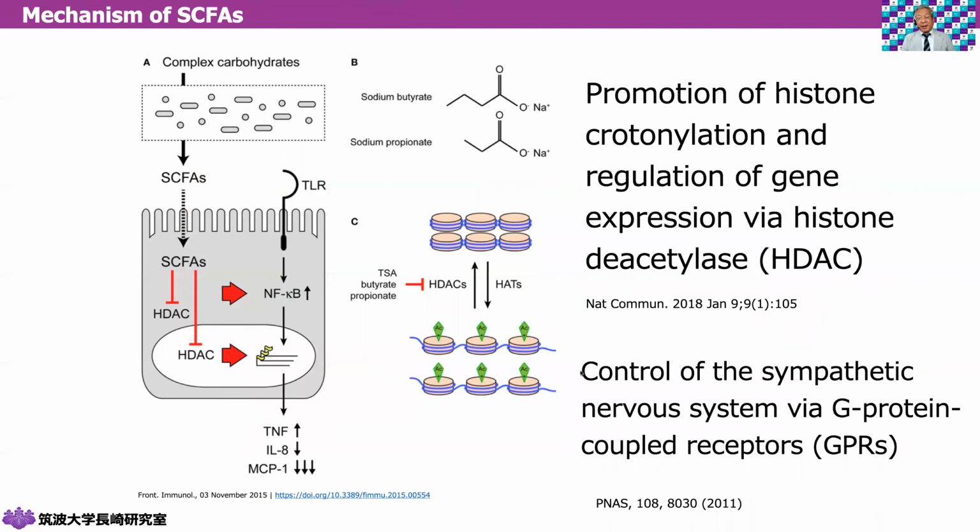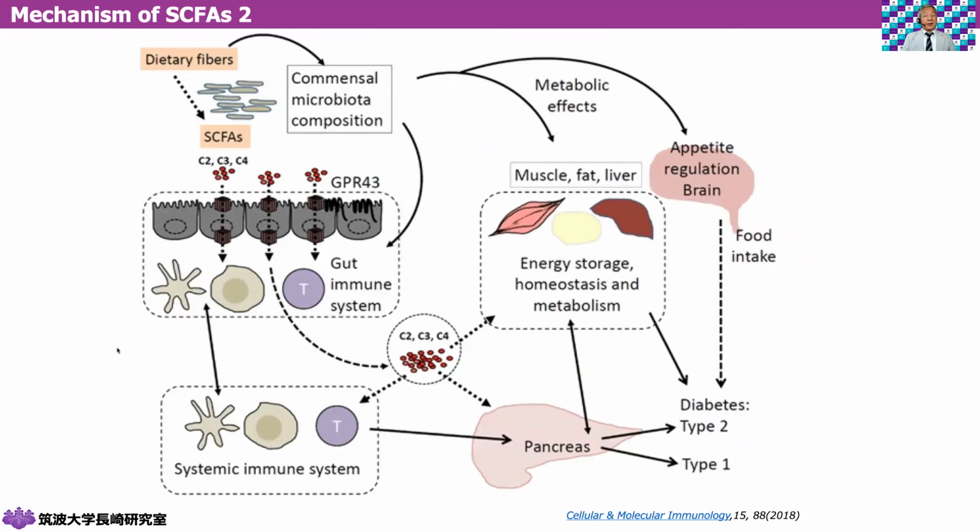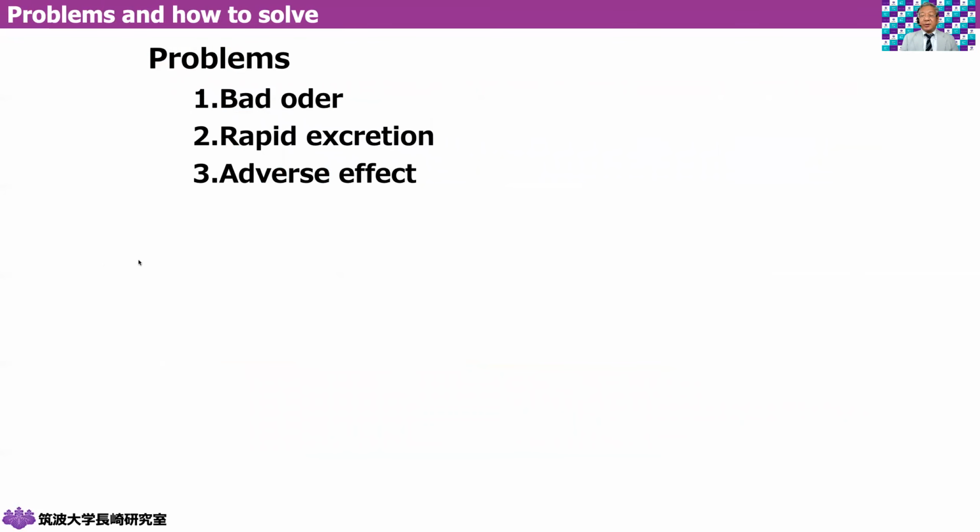So this is one of the mechanisms by which short-chain fatty acid interacts with histone deacetylase or G protein coupled receptor, which control gene expression or expression of protein. Another paper shows short-chain fatty acid interacts with pancreas and controls diabetes like this. So we wanted to use this kind of short-chain fatty acid.